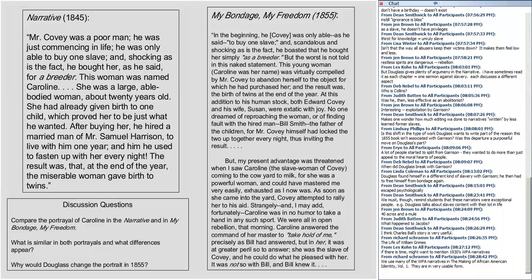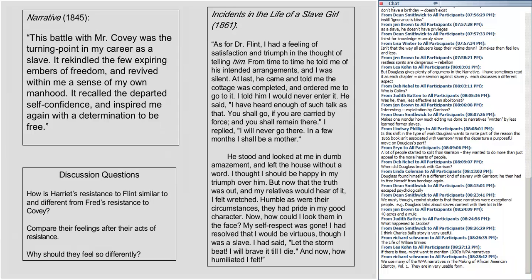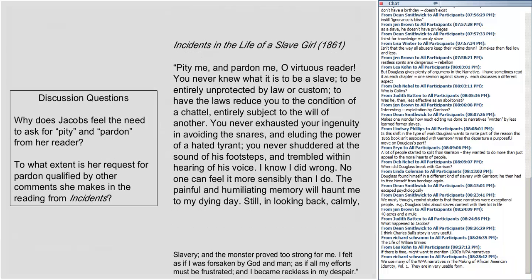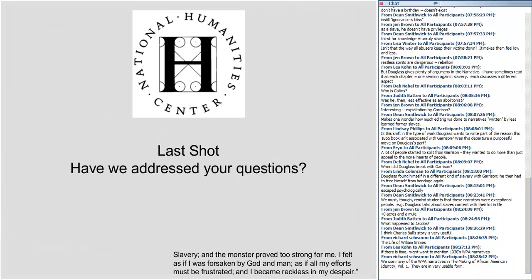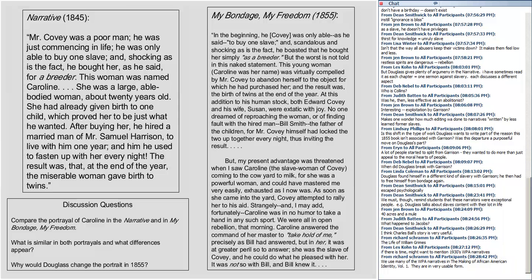This is while Fred is engaged in this battle with Covey. I saw Caroline coming to the cow yard to milk, for she was a powerful woman and could have mastered me very easily, exhausted as I now was in this kind of pushing and shoving match he's been having with Covey. As soon as she came into the yard, Covey attempted to rally her to his aid. Strangely, and I may add, fortunately, Caroline was in no humor to take a hand in any such sport. We were all in open rebellion that morning.